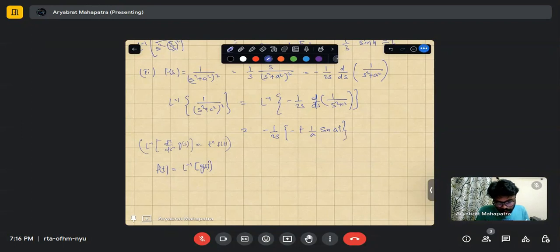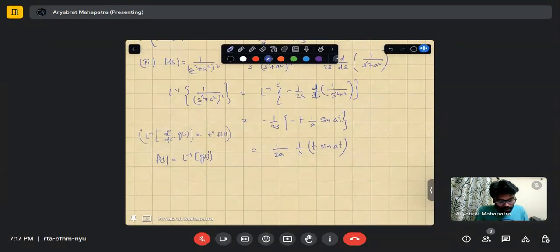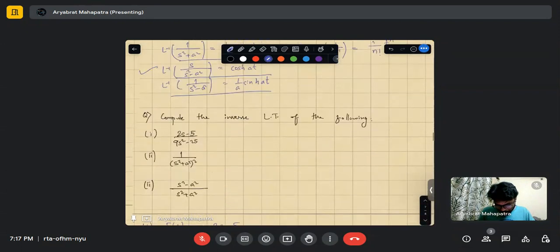So then you can see that finally you can write 1 over 2a times 1 over s times t sine at. And here you will see that it is still not complete yet, because you have 1 over s. When you do the inverse Laplace transformation, you go from the s variable to the t variable. But here you still have s, so that means the transform is yet to complete. So you have to use another property, that is 1 over s.